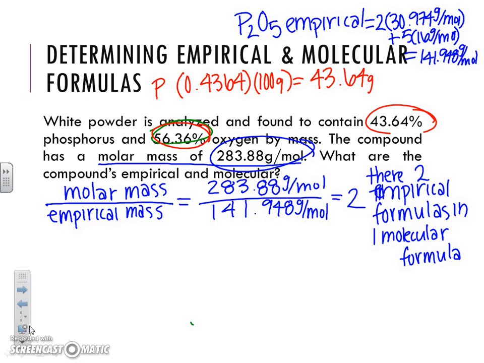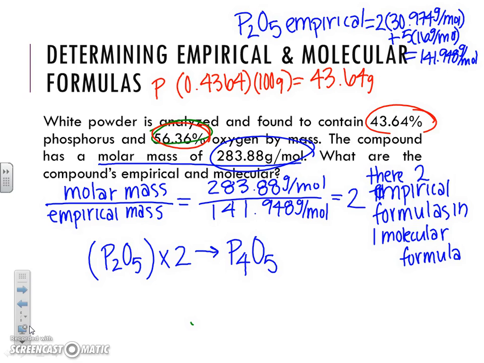And so to calculate my molecular formula, I would take my empirical formula and I would double it. I would multiply by 2, which would give me P4O5. And then if we added up the molar masses on the periodic table of phosphorus and oxygen in 4 and 5 respectively, we would find that it is equal to the molar mass that we were given.